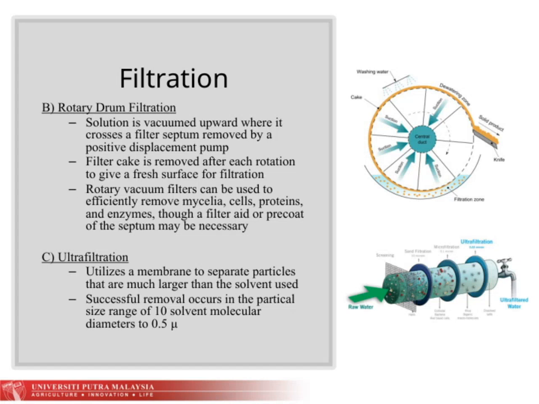Now, let's take a look at rotary drum filtration. The solution is vacuumed upward as it crosses a filter septum, which is then removed by a positive displacement pump. This process allows for continuous filtration without interruption. After each rotation, the filter cake is removed, revealing a fresh surface for the next cycle of filtration.